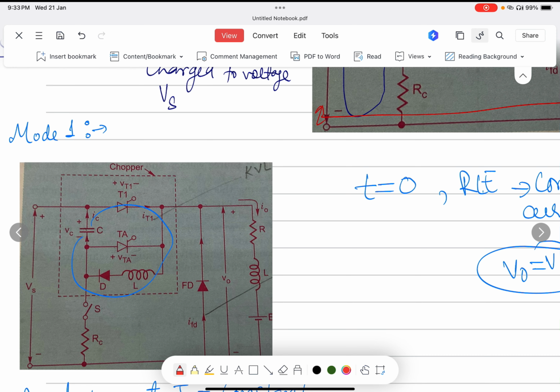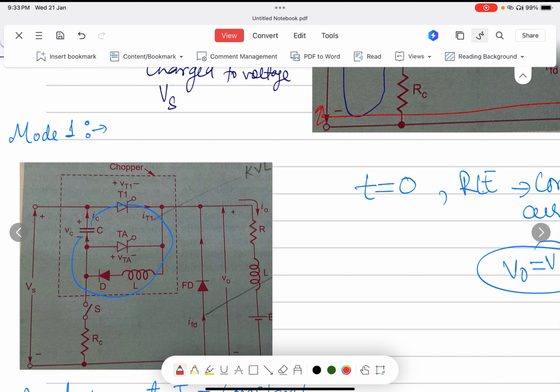Another method to charge this capacitor is to trigger the auxiliary thyristor TA. When we trigger it on, it behaves like a short. So the supply current flows through this capacitor, starts charging it, then flows through the auxiliary thyristor, then through the load RLE, and goes to the back path. So there are two methods of charging the capacitor initially. Now we will discuss how it works.